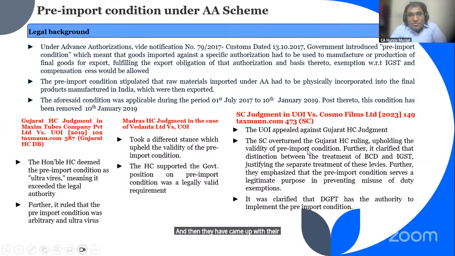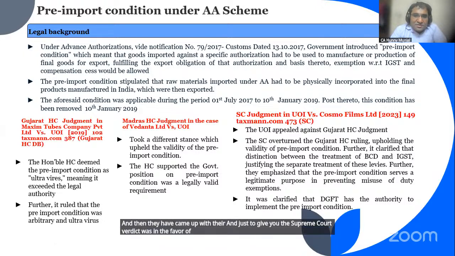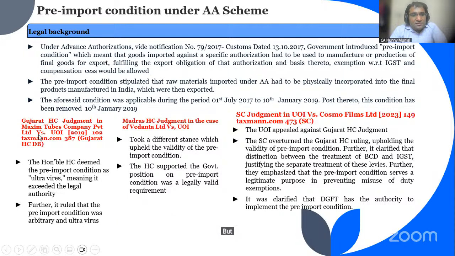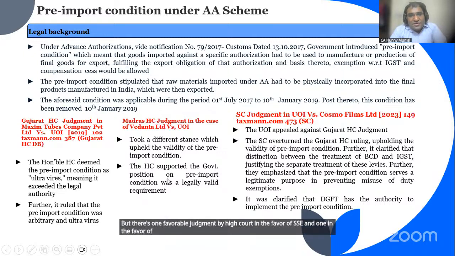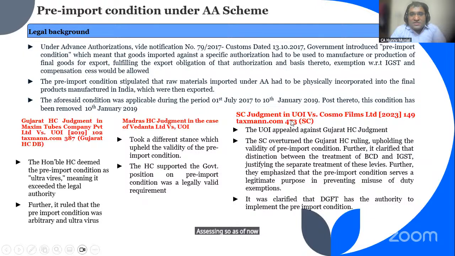Just to give you, the Supreme Court verdict was in the favor of the government. But there's one favorable judgment by the High Court in the favor of SSE and one in the favor of the government. The government has gone against the Gujarat High Court judgment, which was in favor of SSE. So as of now, this judgment clearly calls out the condition as correct.